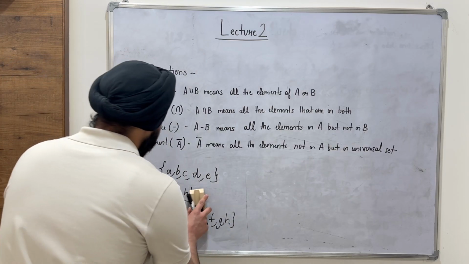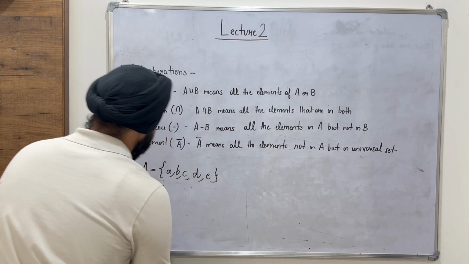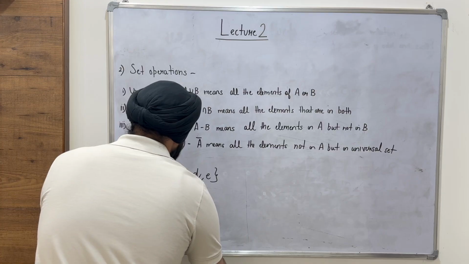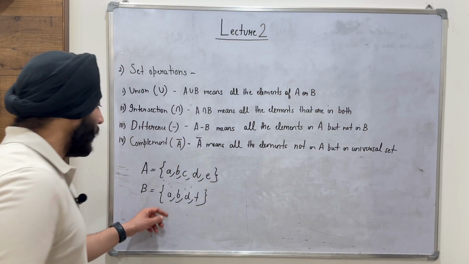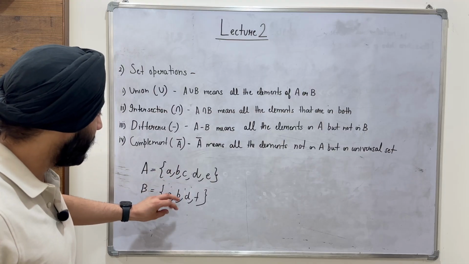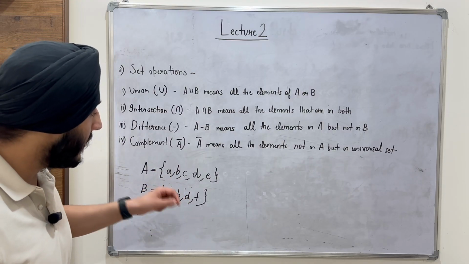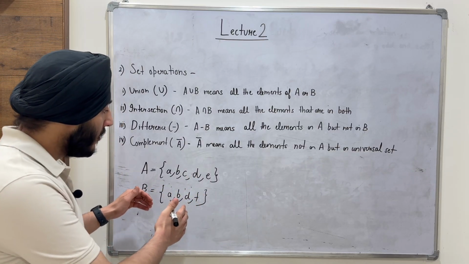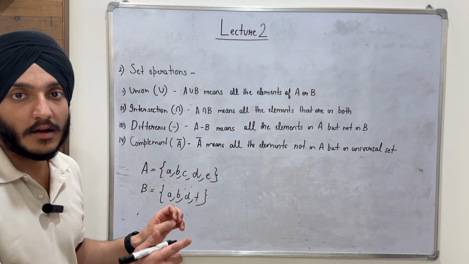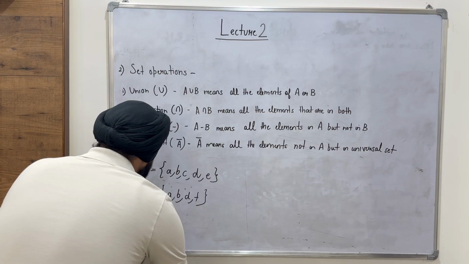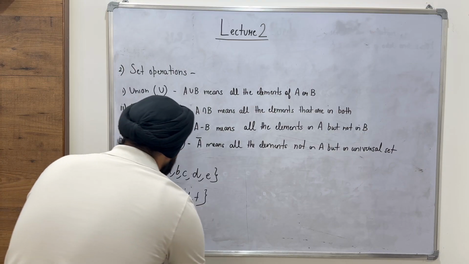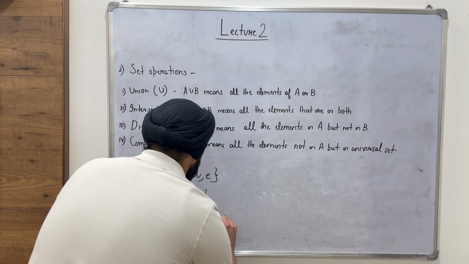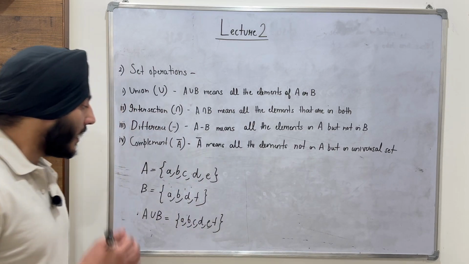Let's say if B is {A, B, D, F}. Now, if you try to look at it, A and B have 3 elements in common, which is A, B, and D, right? Now, F and E are the only different elements in this case. But when I do the union, all these elements would be combined into one. So A union B would be equal to {A, B, C, D, E, F}. I hope that makes sense, right?